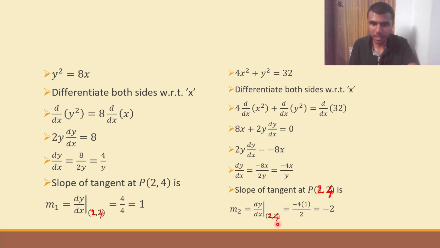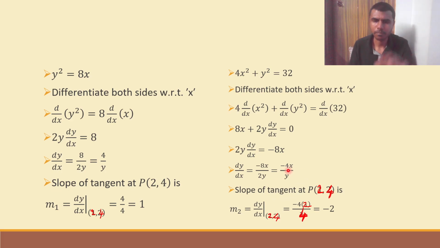Okay, I guess there are some mistakes. Hope you will accept. Now m2 is nothing but dy by dx at the point 2 comma 4. At the point 2 comma 4, here x is 2, y is 4. So I'd get, did I make a mistake? Yeah, I'm sorry, I made another mistake.